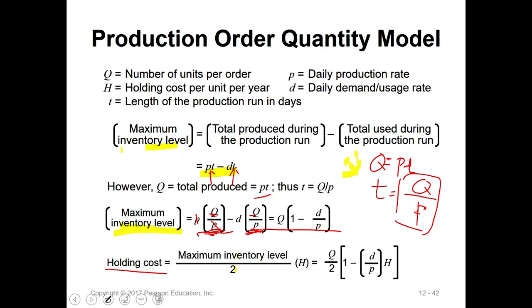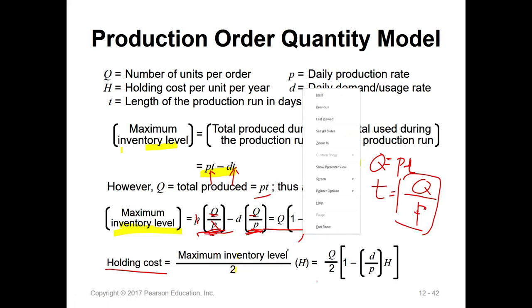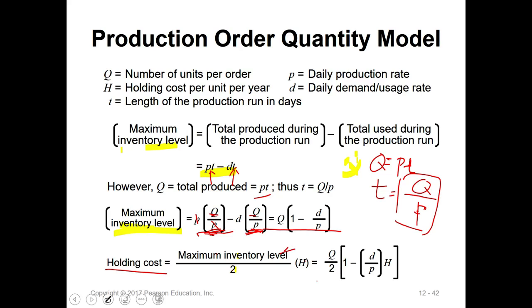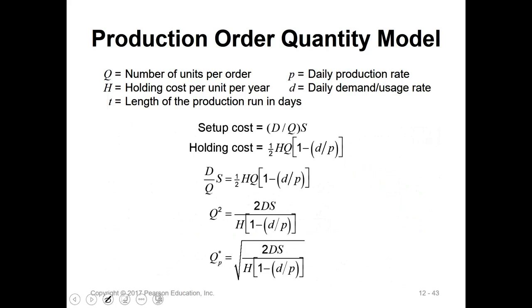Holding cost equals the maximum divided by 2 times the holding cost. If you substitute this number over here, now I get the holding cost. And then the next step is to find the setup cost, because your Q star level is the intersection point where setup cost equals holding cost.